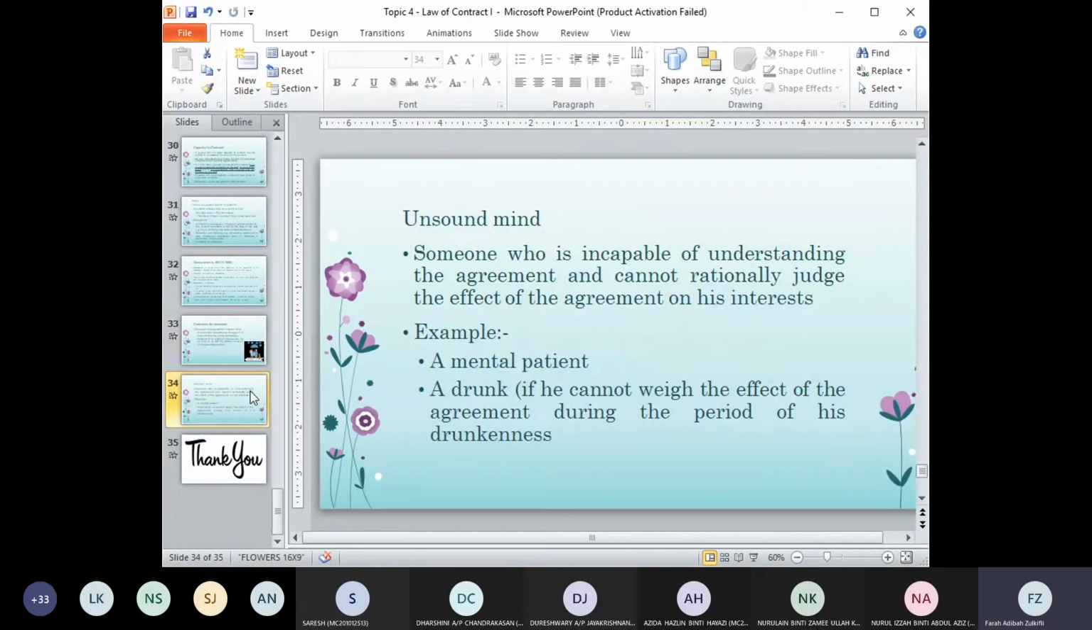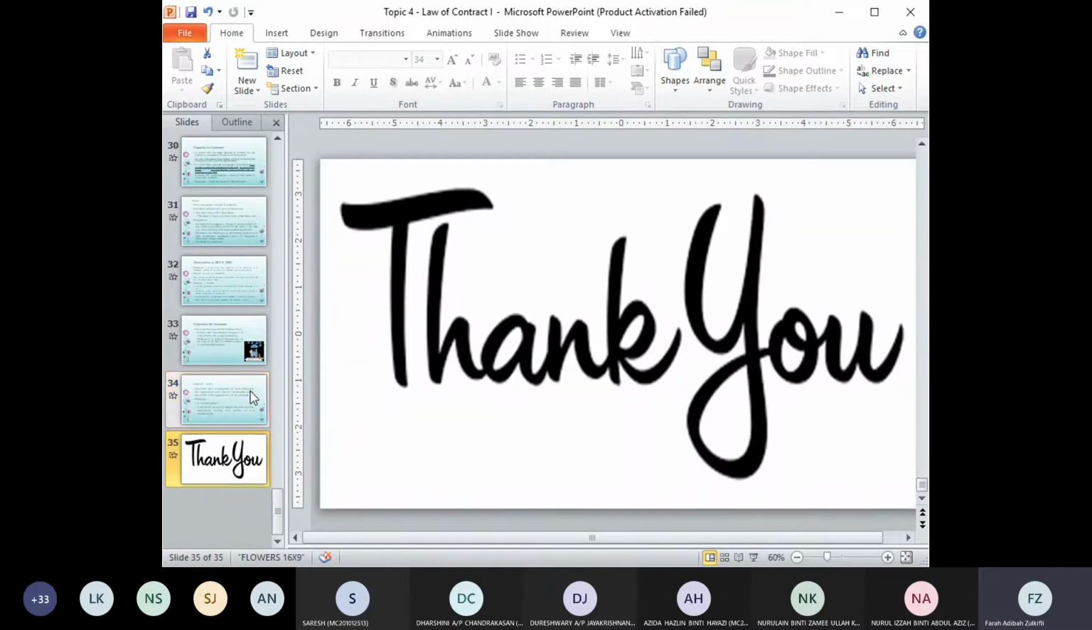Unsound mind is easy. Someone who is incapable of understanding the agreement, and cannot judge what the effect of the agreement is. So if you are a mental patient, suffering from any kind of mental illness, or if you are drunk, you do not have the capacity to enter into a contract, so you cannot sign a contract. Okay, so those are the 6 elements of contract.